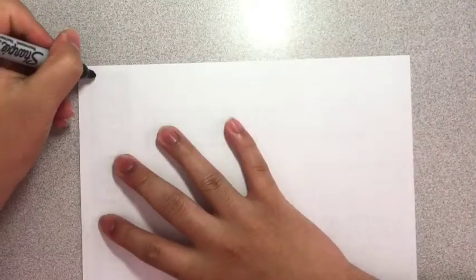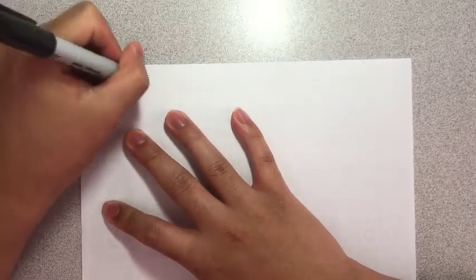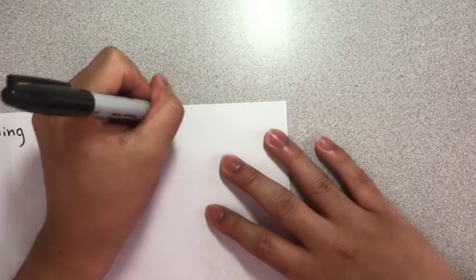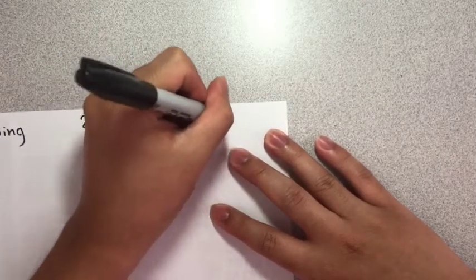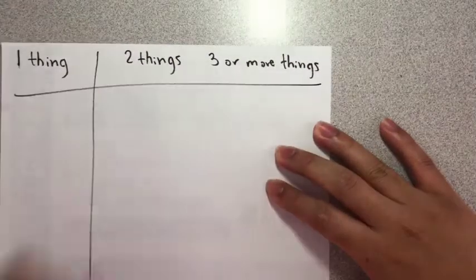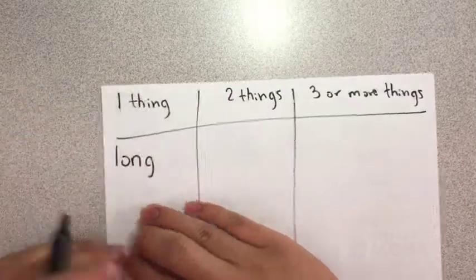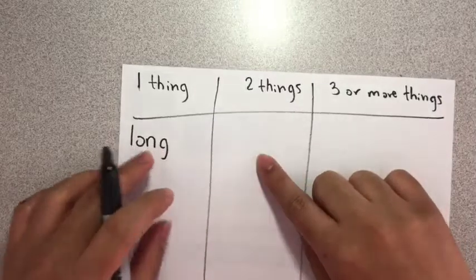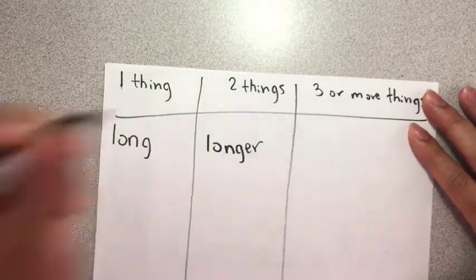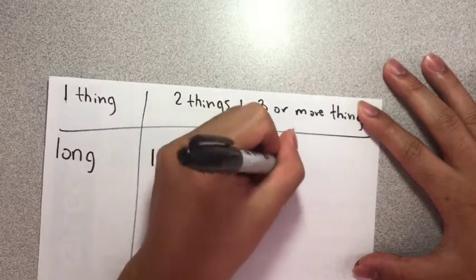So, we have one thing, and then we compare two things, and then we compare three or more things. So let's talk about long. You can have long hair, but when we're comparing two things, we write longer. And when we're talking about three things, we say the longest.